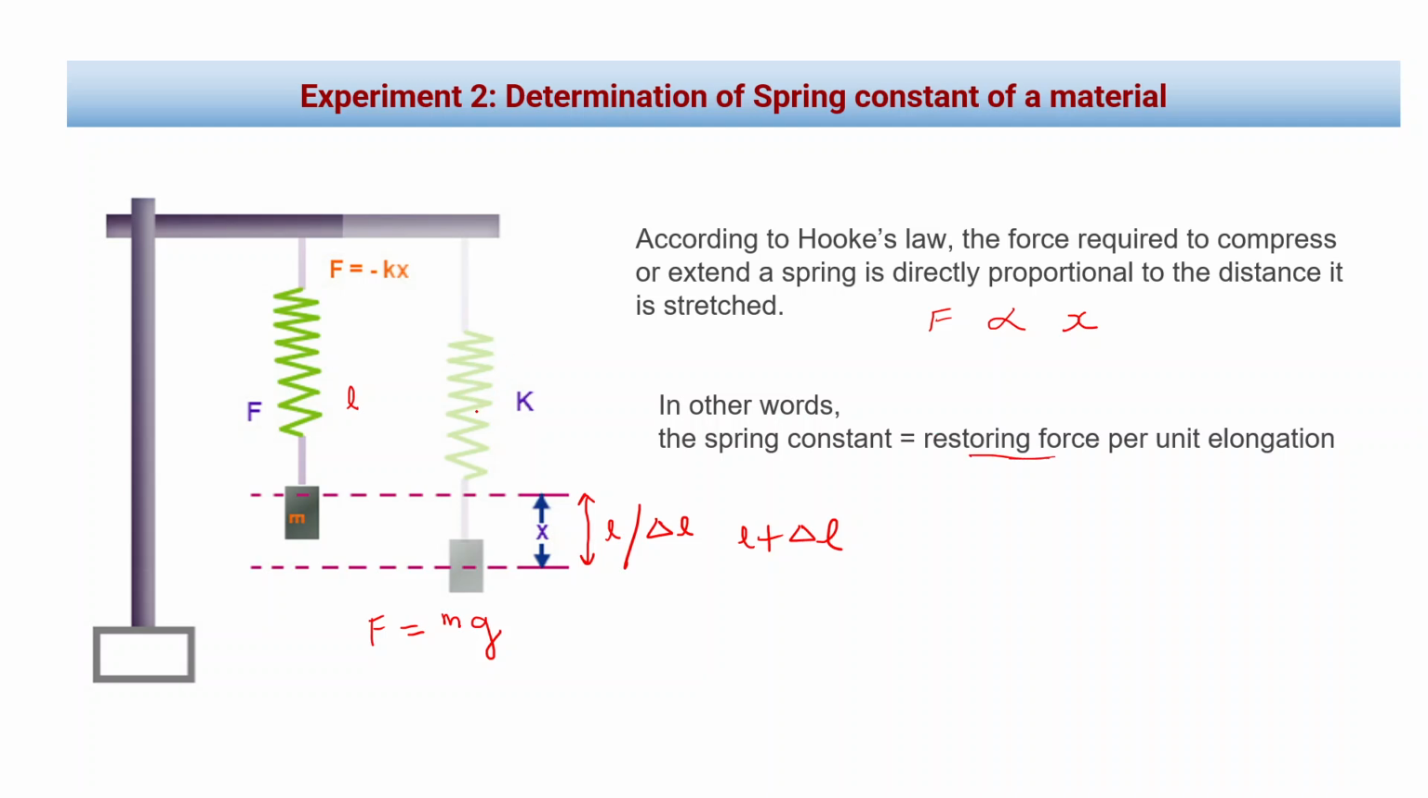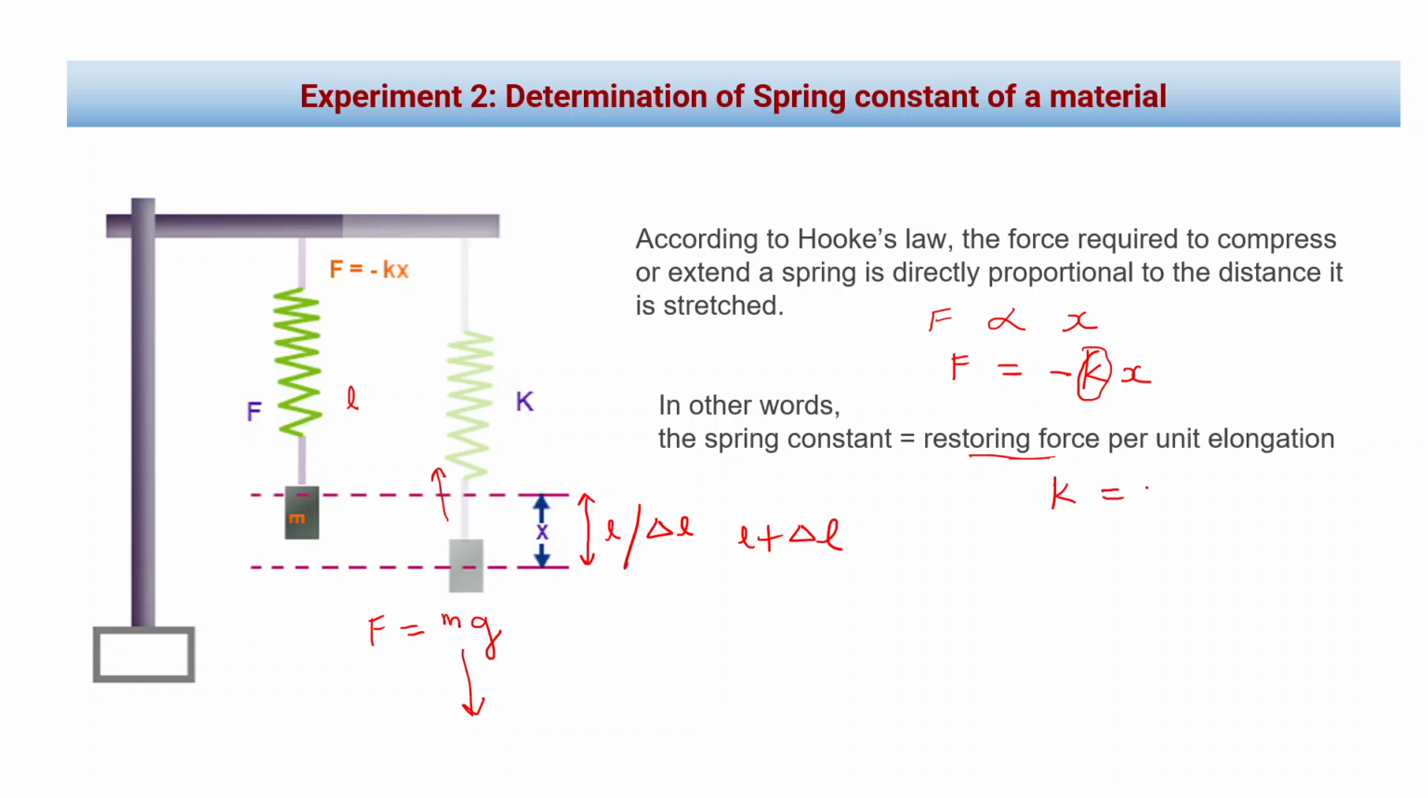So that restoring force is in the opposite direction. I am applying force in the gravitational direction, and there is a restoring force produced in the material in the opposite direction. To represent this opposite direction, we put a negative sign, and removing the proportionality constant, we put an equality with a constant value, and this k is called the spring constant. It is also a property of the material, and we can define it as restoring force per unit elongation.